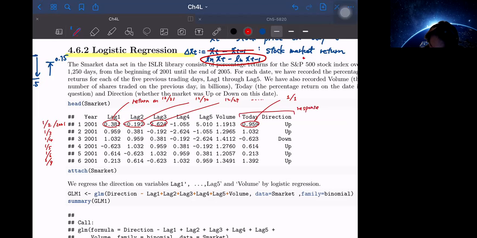So our objective is to estimate the direction of today's move by this lag 1, lag 2, lag 3, lag 4, lag 5. And also volume. Volume is actually observed at the same time as this price. This is the stock market volume. So today's volume is 1.19 billion stocks, or I don't really know the unit, but the number of stocks traded. Okay, so this is a popular way to represent time series data for prediction purposes.